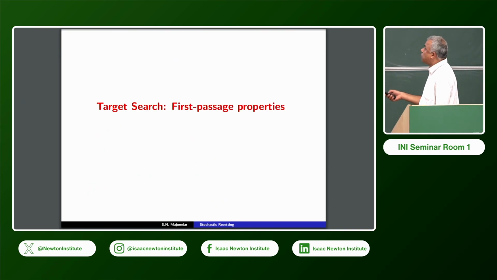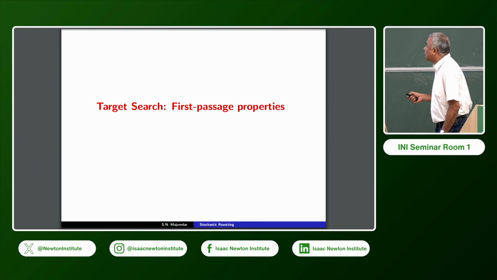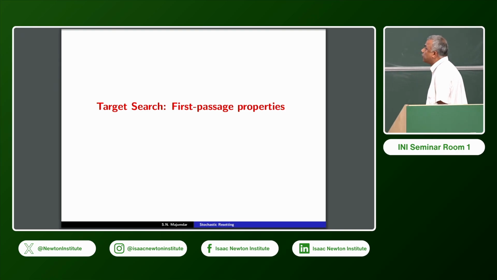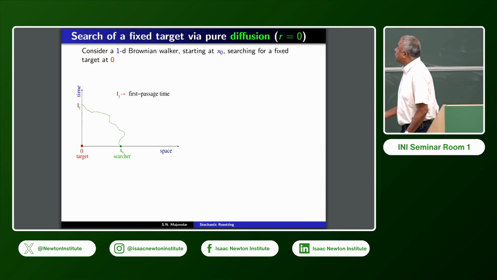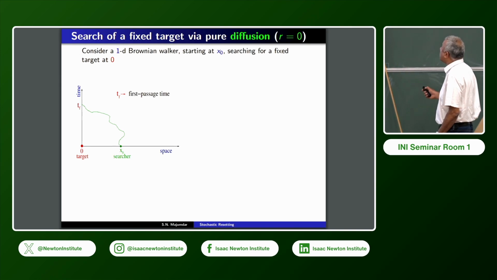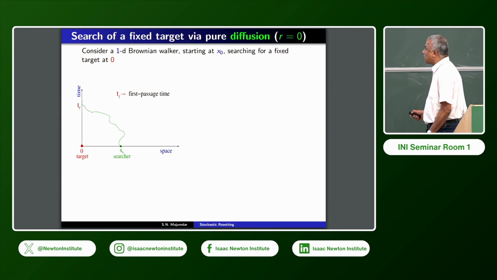And now I come to the third point, which is the second motivation, the target search. Does stochastic resetting really help in finding a target? Okay? So let me just recall first what happens when there is no resetting. Suppose that we are in 1D, so I'm just looking at a 1D Brownian motion, starting at x naught, and imagine that there's a target now, which is at the origin, a fixed target, it's not moving.